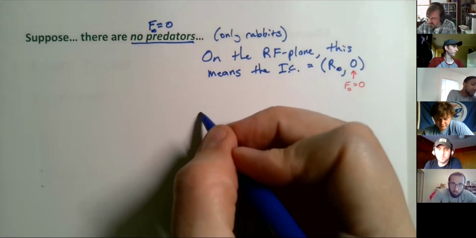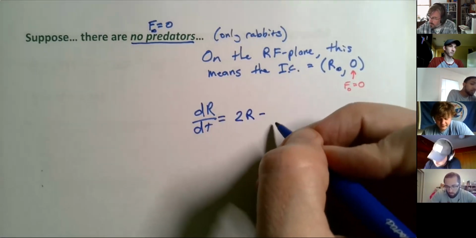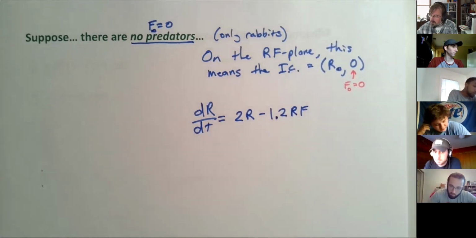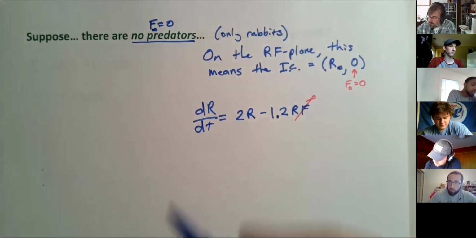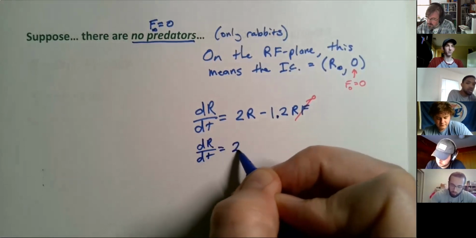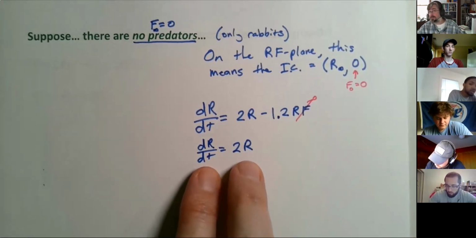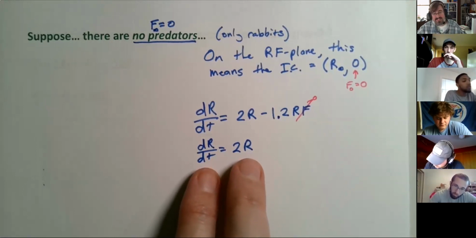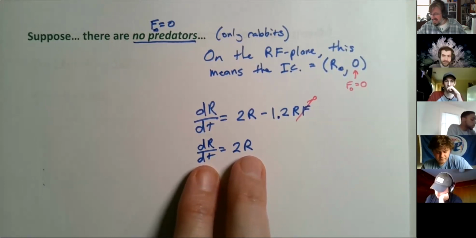So what do our equations tell us? Well, dr dt is going to be a little bit more interesting this time. That's equal to 2 times r minus 1.2 times r times f. And since we know the initial fox population is 0, this whole term goes to 0. And so my rabbit population has a differential equation that looks like that. We've seen this before. What does this mean for the rabbit population? What do we expect r of t to look like if that's dr dt? Exponential growth.